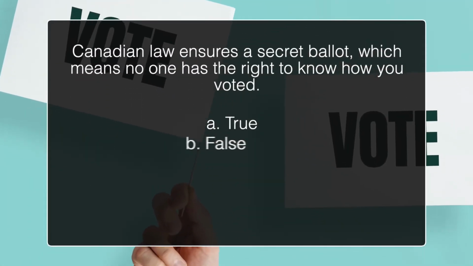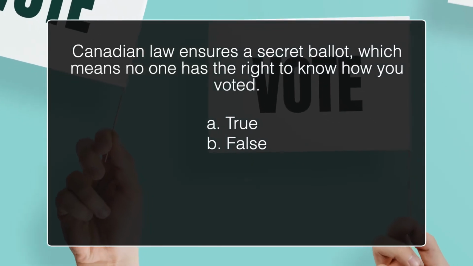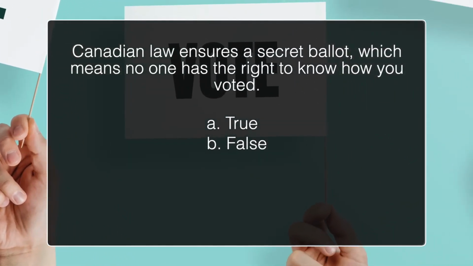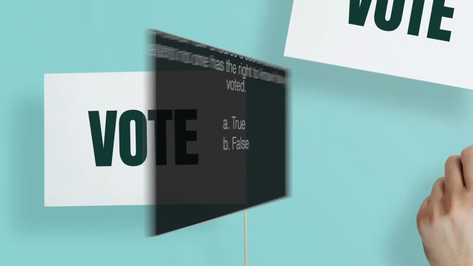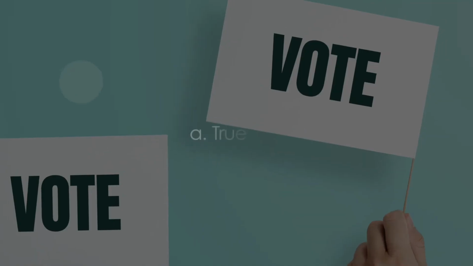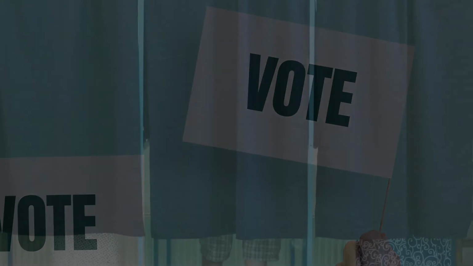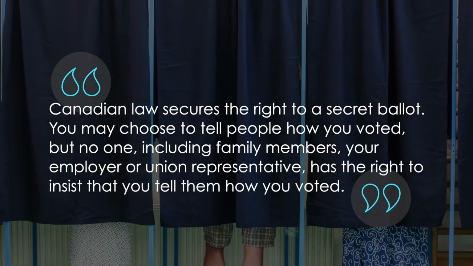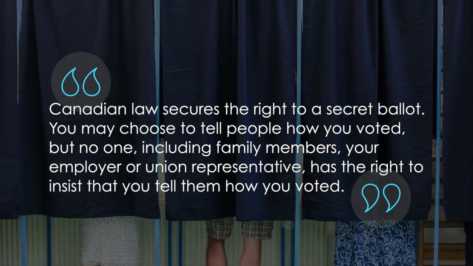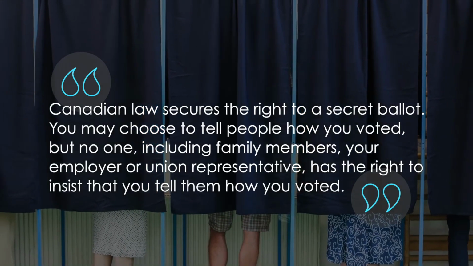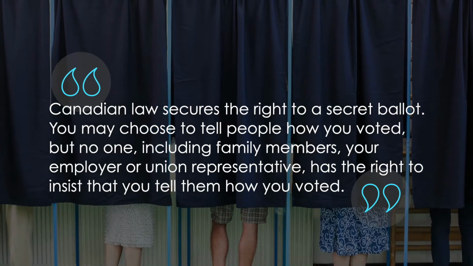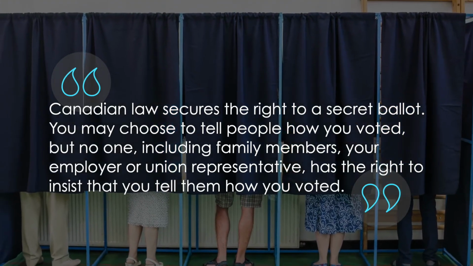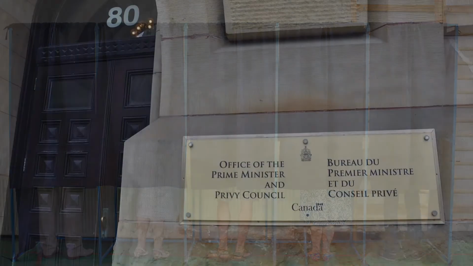Canadian law ensures a secret ballot, which means no one has the right to know how you voted. True or false? The answer is true. Canadian law secures the right to a secret ballot. You may choose to tell people how you voted, but no one, including family members, your employer or union representative, has the right to insist that you tell them how you voted.